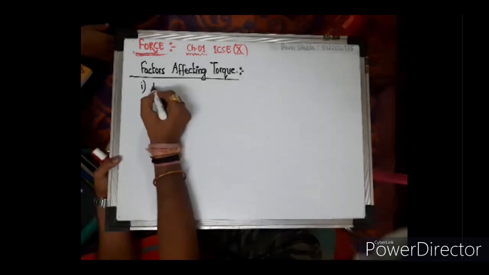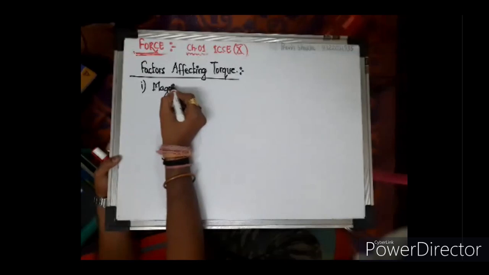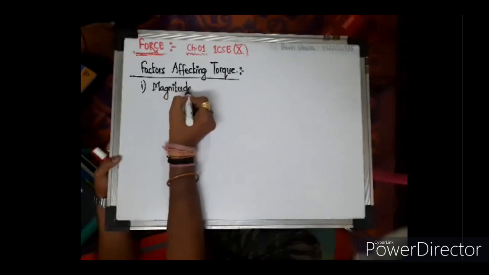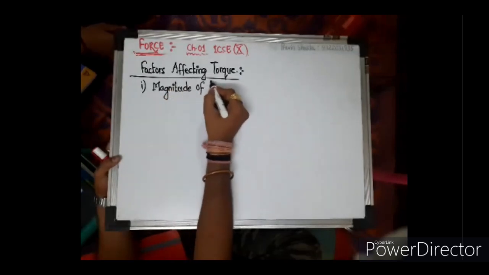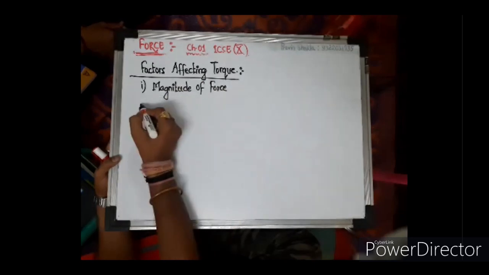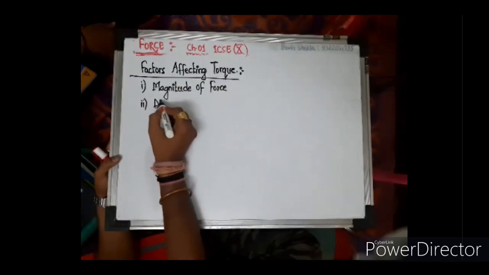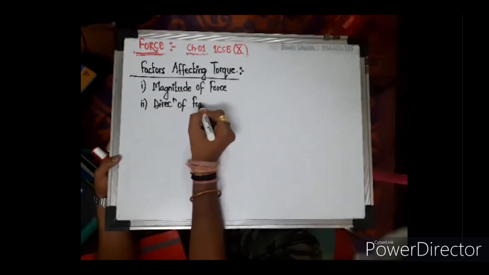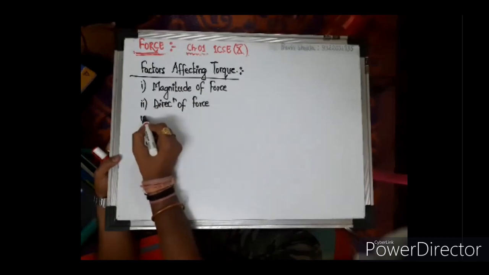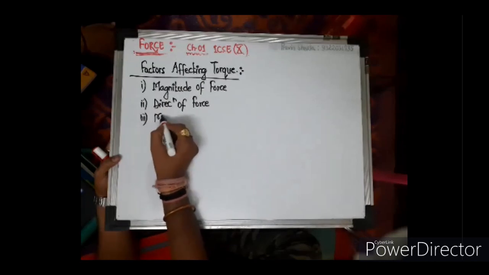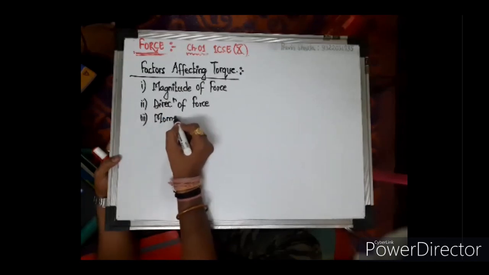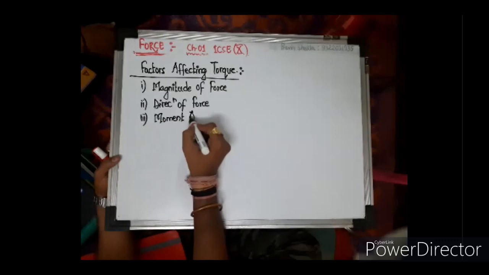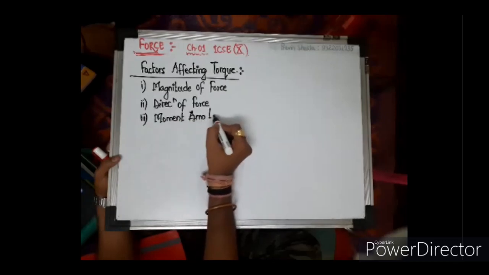So first is magnitude of force. Second, direction of force. So it is direction of force. Third, moment arm, length of moment arm.